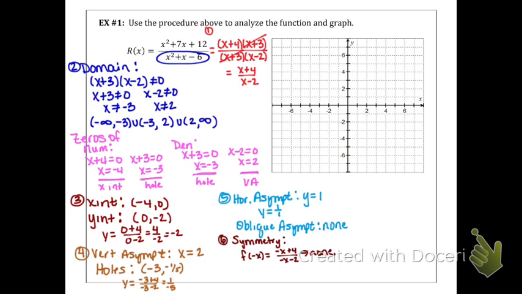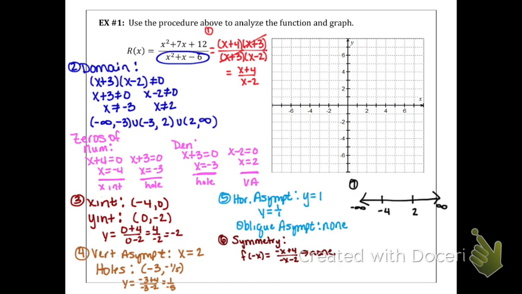All right, and 7 wants us to do a number line. And on this number line, we include our vertical asymptotes and our x-intercepts. So I got this number line here, and so I can see I have an x-intercept at -4, and I have a vertical asymptote at +2.